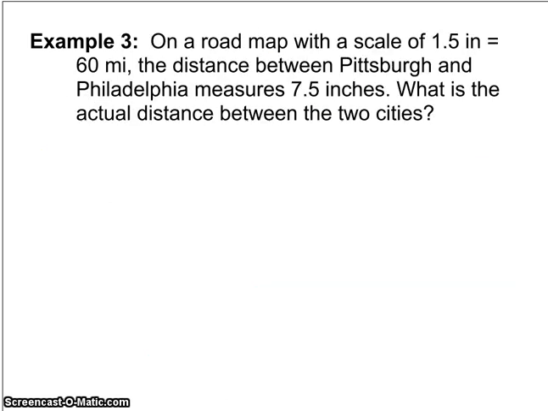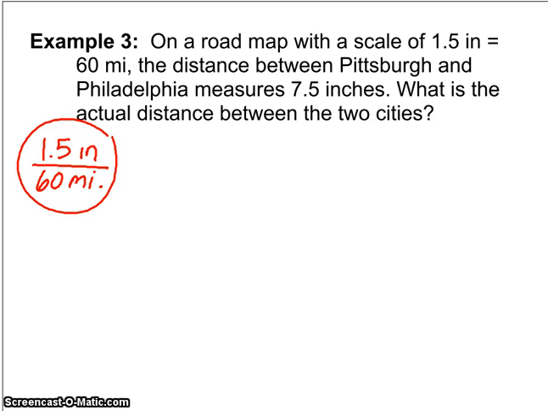Let's take a look at one more. Example 3: on a road map with a scale of 1.5 inches to 60 miles, I'm going to write that up here, 1.5 inches to 60 miles, the distance between Pittsburgh and Philadelphia measures 7.5 inches. What is the actual distance between the two cities? Remember, this is the key to a map. This would be the scale factor. We know that every 1.5 inches is equivalent to 60 miles on our map.